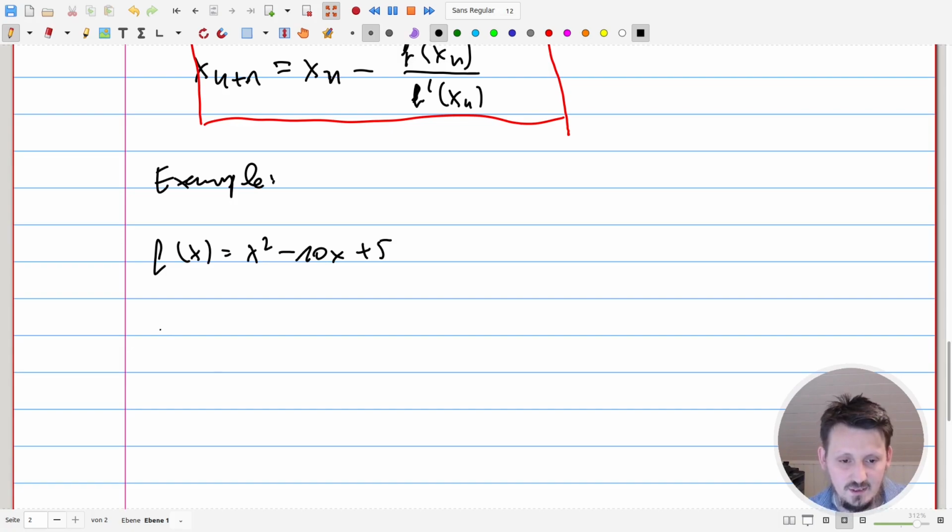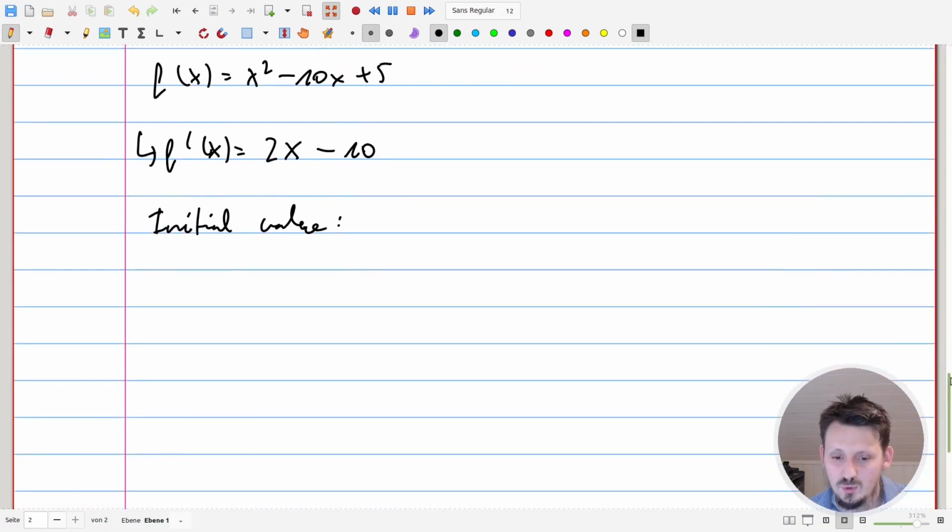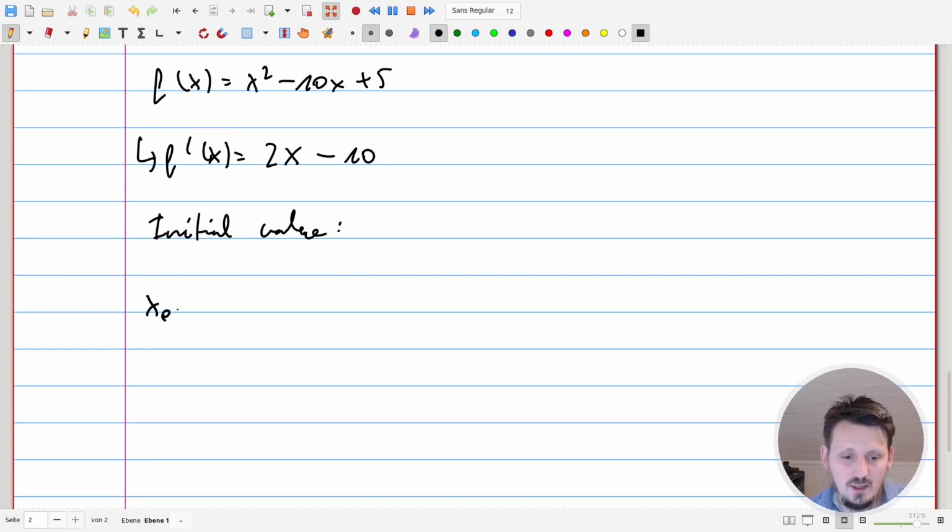So in this case, as I said, we need the derivative, so we can already calculate f prime of x. And this would give a 2x, and this would give a minus 10, and this 5 vanishes because it's just a constant. Now we also have to define an initial value, and this has to be already close to the root. Of course, I have checked that before, and I found out that if we use x0 equal to 1, then we are already in good shape.